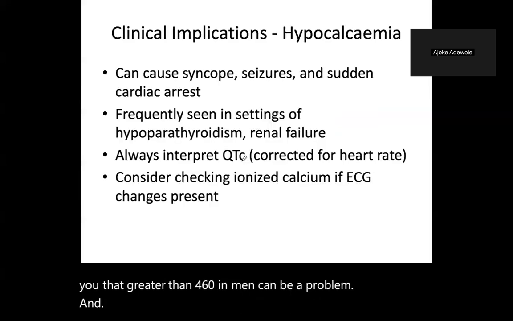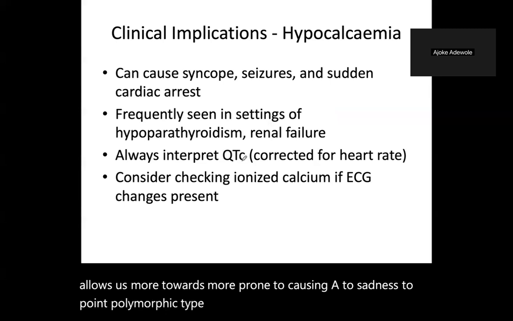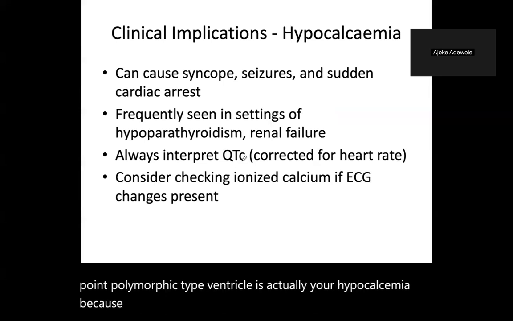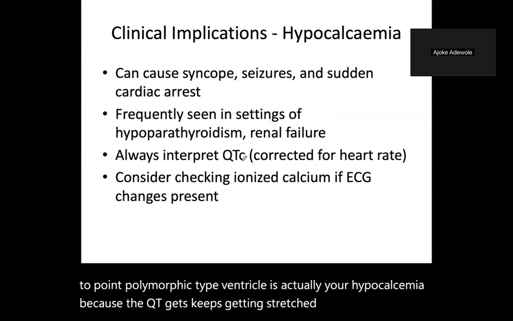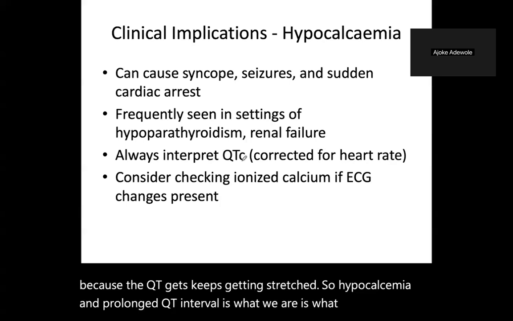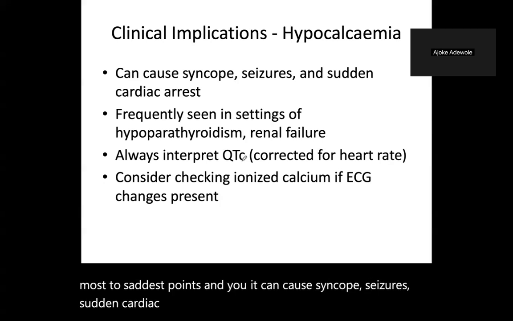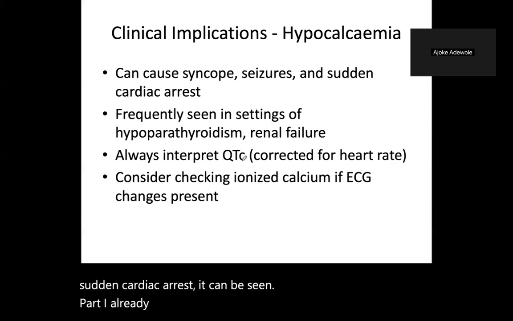In your QTc, the reason we are alerted more towards that is that hypocalcemia is more prone to causing torsades de pointes, the polymorphic type of ventricular tachycardia, because the QT keeps getting stretched. So hypocalcemia and prolonged QT interval is what we often link the most to torsades de pointes, and it can cause syncope, seizures, sudden cardiac arrest. It can be seen in hypoparathyroidism. It's basically the reverse of hypercalcemia.